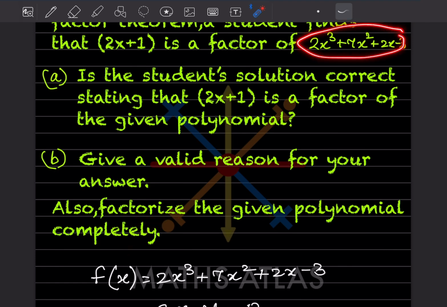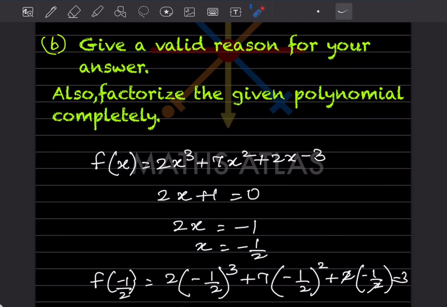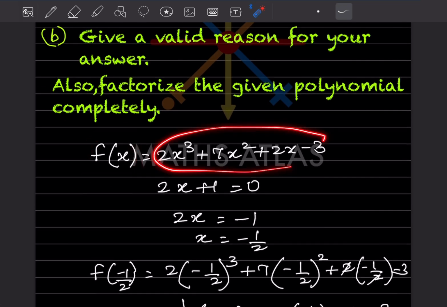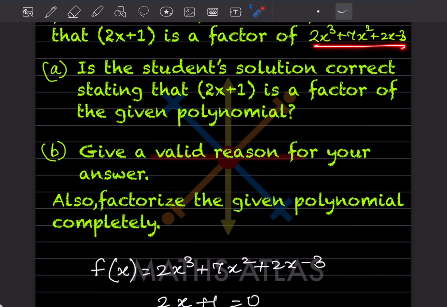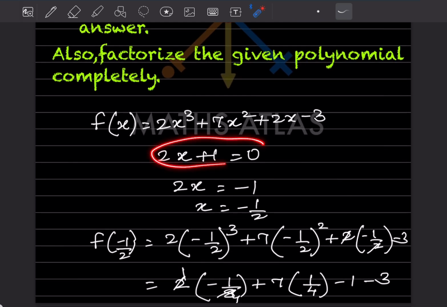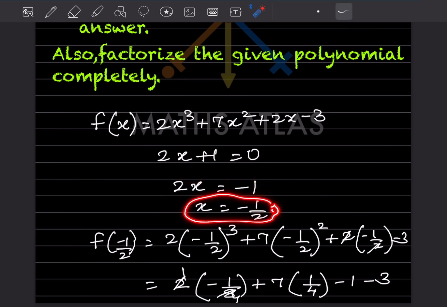So now this is the polynomial given, and whenever we write this, we will write it as f of x is 2x cubed plus the same thing that is given over here. Now we have to see whether 2x plus 1 is a factor. So 2x plus 1 is equal to 0, and we have to find the value of x. So 2x will be, this goes to the other side, minus 1. So x is going to be minus 1 by 2, since this is multiplication, it will get divided. So this value of x is going to be minus 1 by 2.